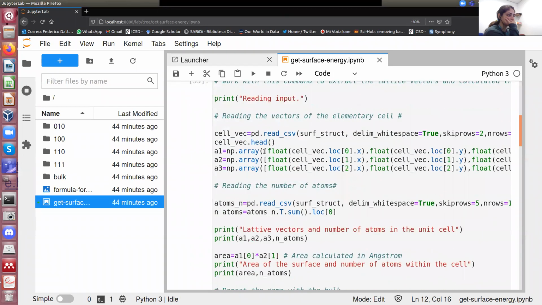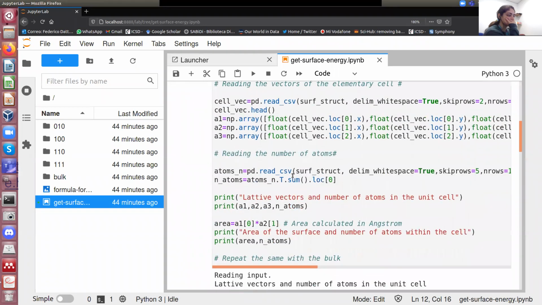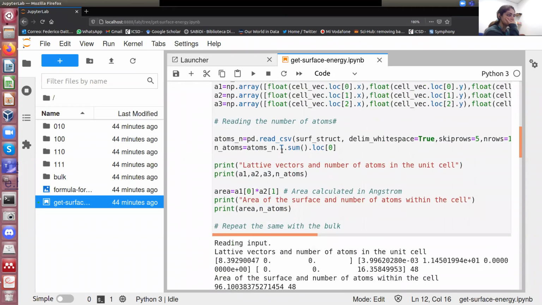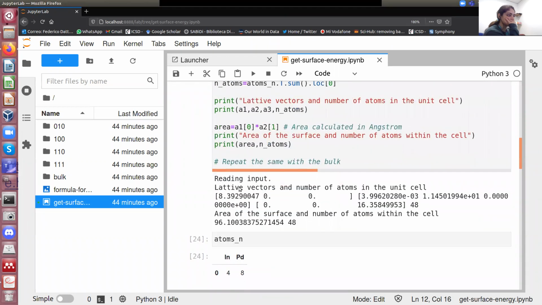Then here, in a very, very difficult way, I think you can find a better way. There are a bunch of commands where you can extract the lattice vectors. In this case, you have, for instance, the lattice vectors of your surface, and I already calculated the area. So here you already have the area calculated in Angstrom squared, and here you have the number of atoms of your surface.